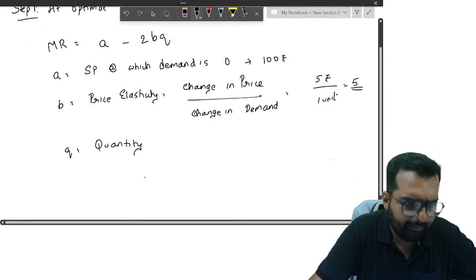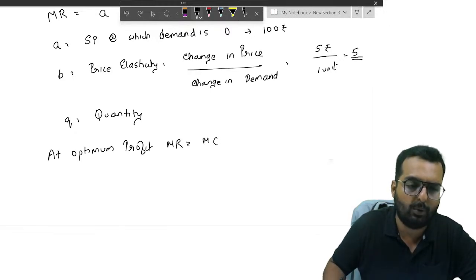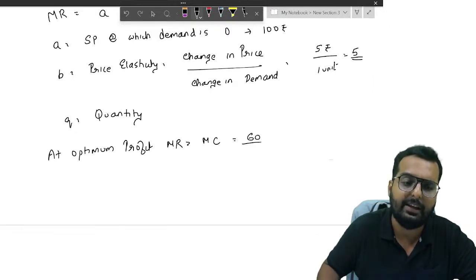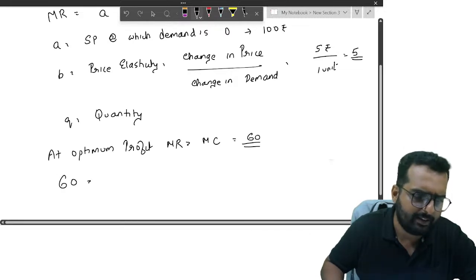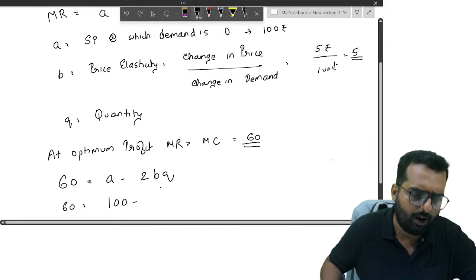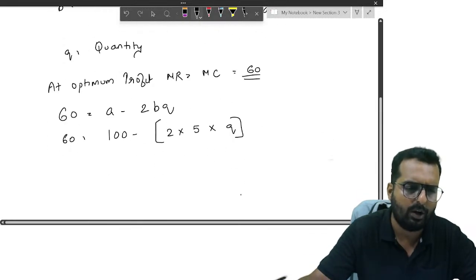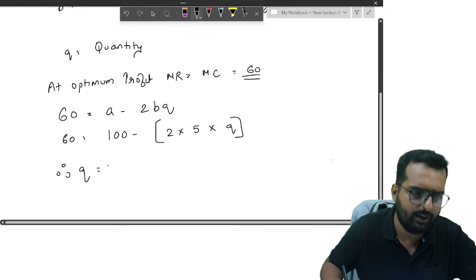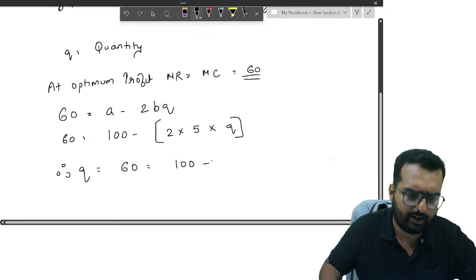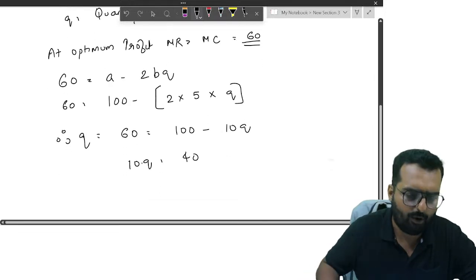I will go down now. Okay. So in my case, I told you at optimum profit, MR should be equal to MC. In our case, how much is MC? 60. So can I say the formula is 60 is equal to A minus 2BQ, or in other words, 60 is equal to 100 minus 2 into B is 5 into Q. Can we solve this Q now? Therefore, 60 is equal to 100 minus 10Q. So 10Q is equal to 40. Therefore, Q is equal to 4 units.